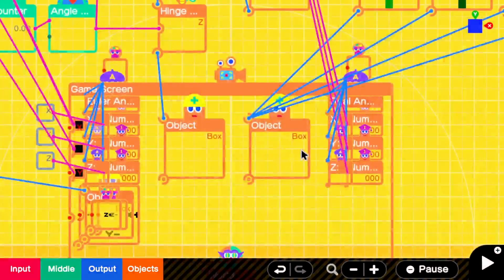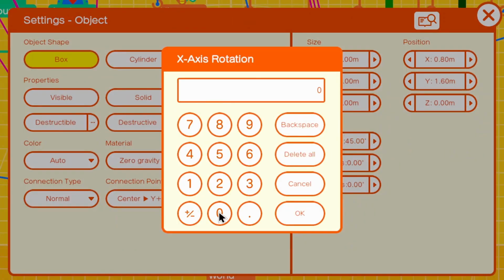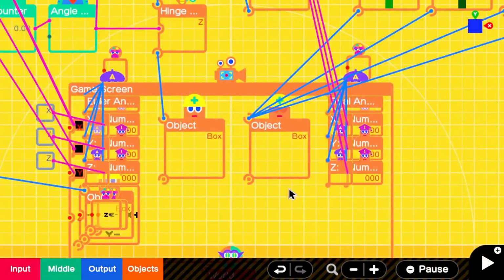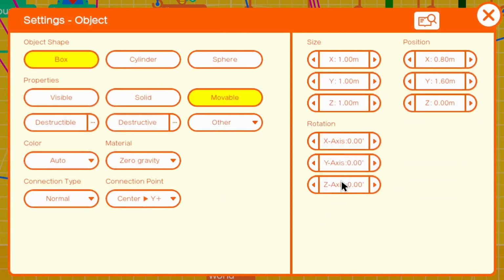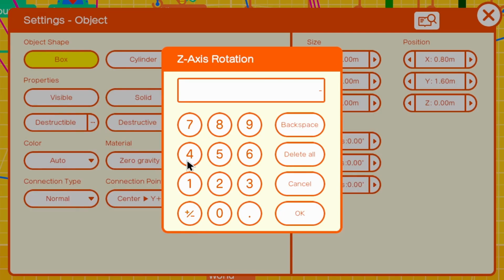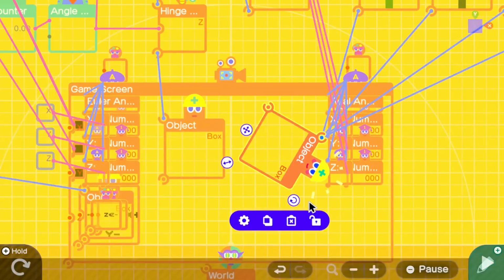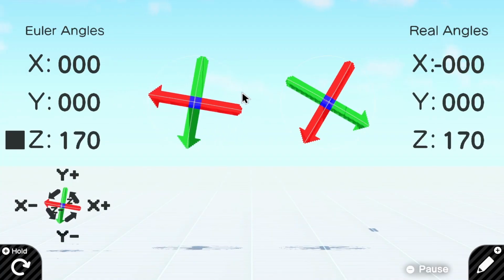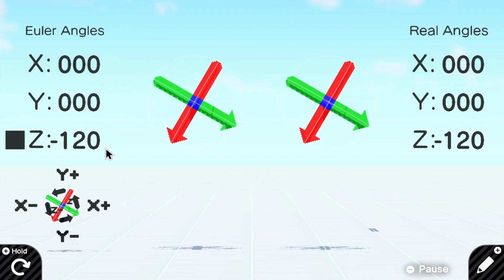The same thing for every other axis. For example, let's say we rotate this object around the y-axis by 30 degrees. See, like that. Lastly, for the z-axis, just to show you, say negative 120, it will rotate the object clockwise by 120 degrees, like that.